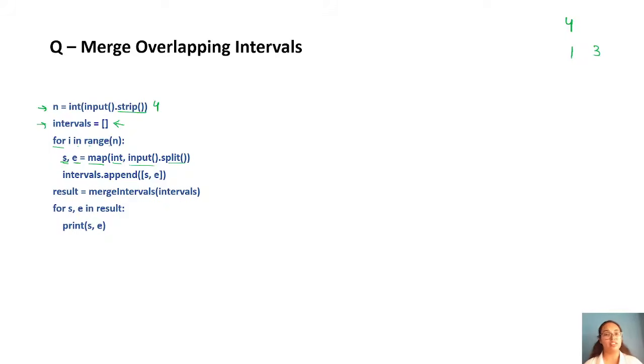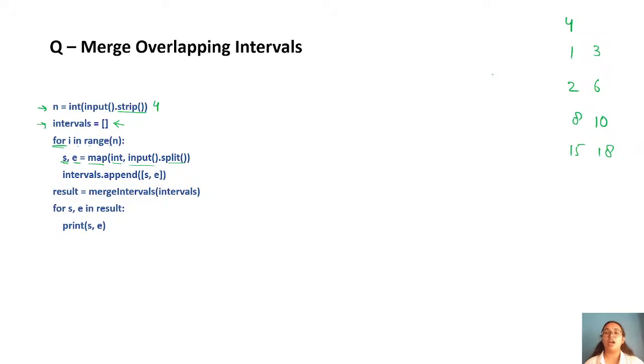So 1 is a number, 3 is a number. 1 is going to map with s and 3 is going to map with e. Okay, so in the first loop, you just put it in a loop, because you are having it 4 times, right? You are having the first one as 1 3, the second one as 2 6, the third one as 8 10, and the fourth one as 15 18, right? You are having 4 times, right? So you have to take it in a loop.